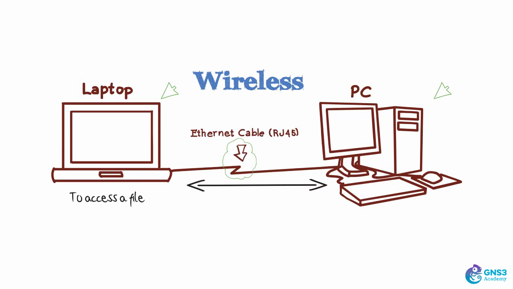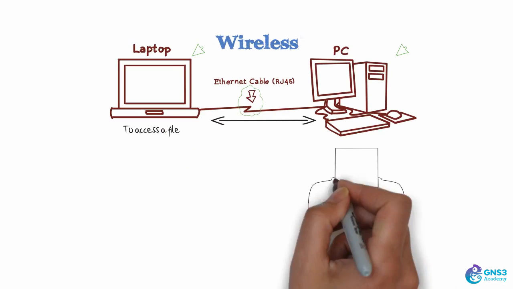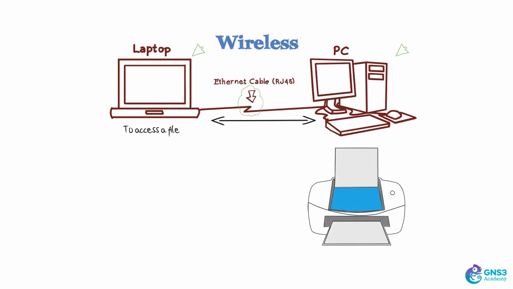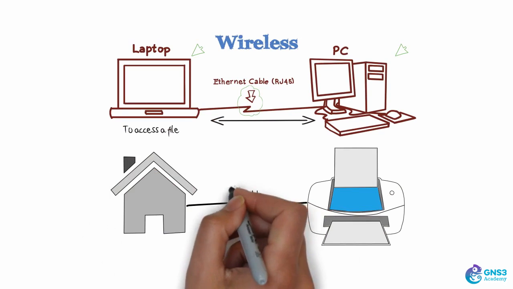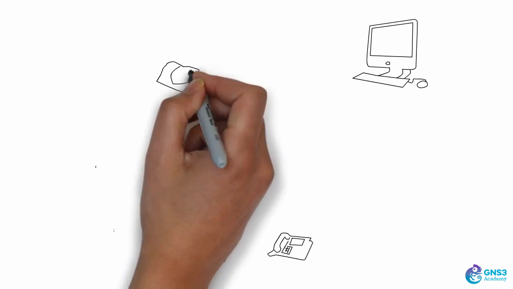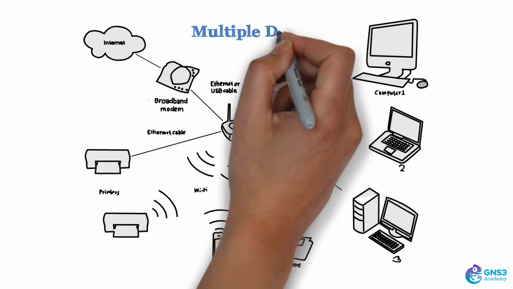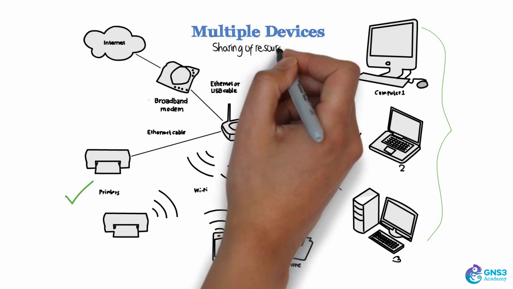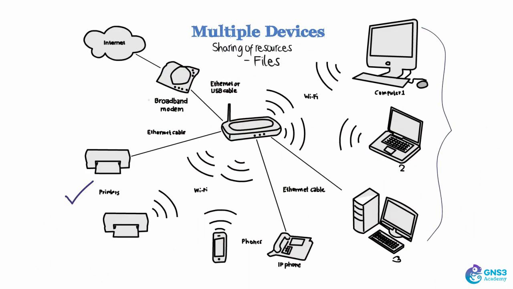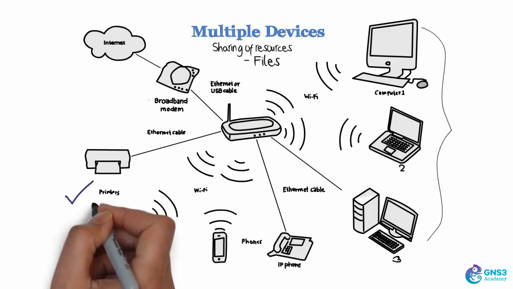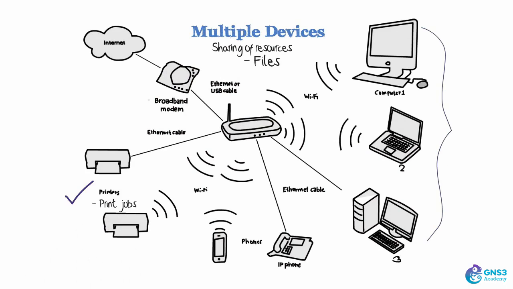Another example may be a printer. You may have a printer and want to print to that printer across a wireless network at home or by physically connecting a cable to the printer. Networks essentially allow for the sharing of resources such as files between computers or printers. So this printer could accept print jobs from multiple PCs or even a phone.